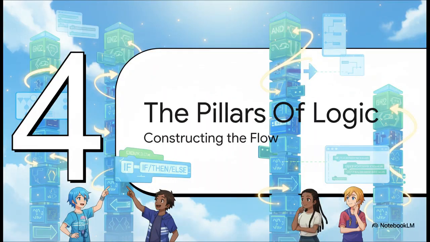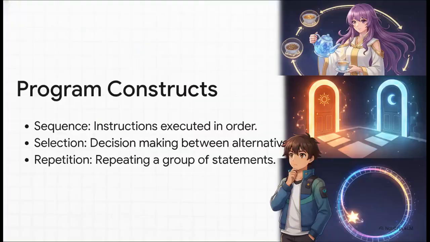Which brings us to Chapter 4, the pillars of logic. Let's construct the flow. With our languages translated and ready to go, we need to talk about the actual logic constructs that control how our software flows. No matter what programming language you choose to learn, your logic is always going to rely on 3 foundational pillars. First is sequence, literally just executing instructions one after the other, kind of like following a step-by-step recipe to make a cup of tea. Second is selection.